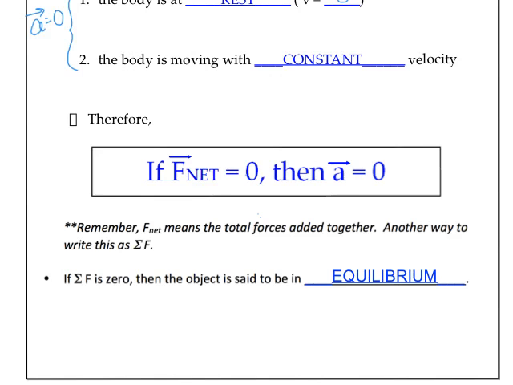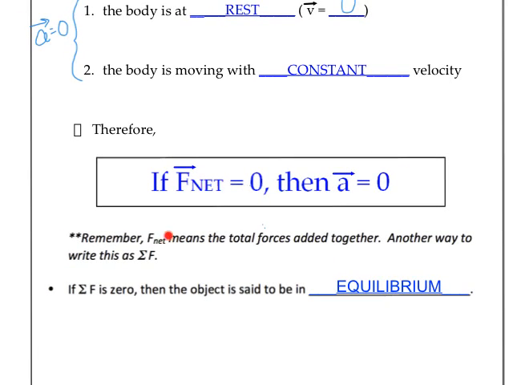So remember, the net force means the total forces added together, and then another way we can write that is the sum of the forces. So remember back in chapter 1, we had a couple of those mathematical notations. This would be a case where we could use the sum. And then also you might see this other word come up. If the sum of the forces is 0, then the object is said to be in equilibrium. So that's another way of stating that there's no acceleration as well.